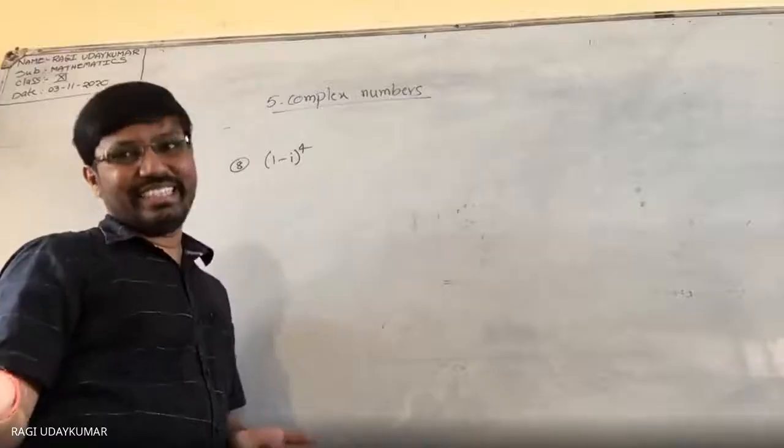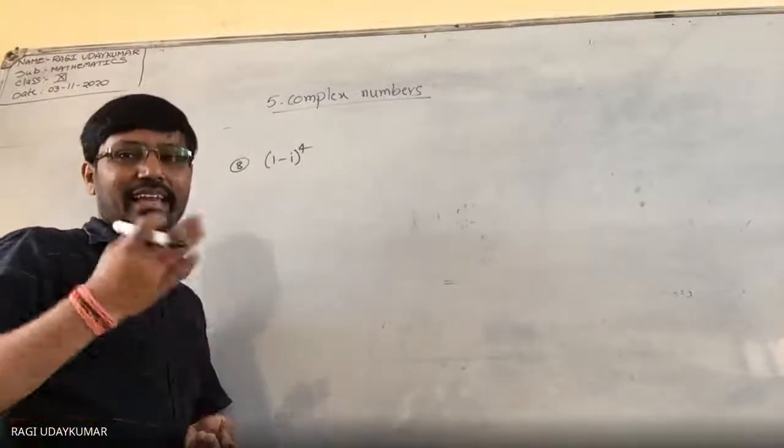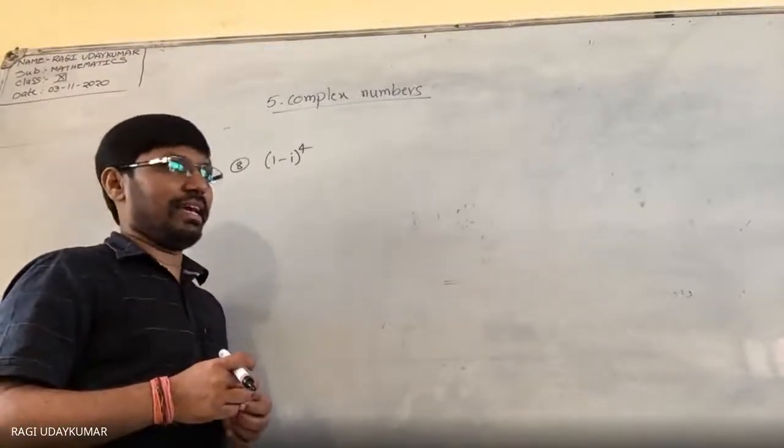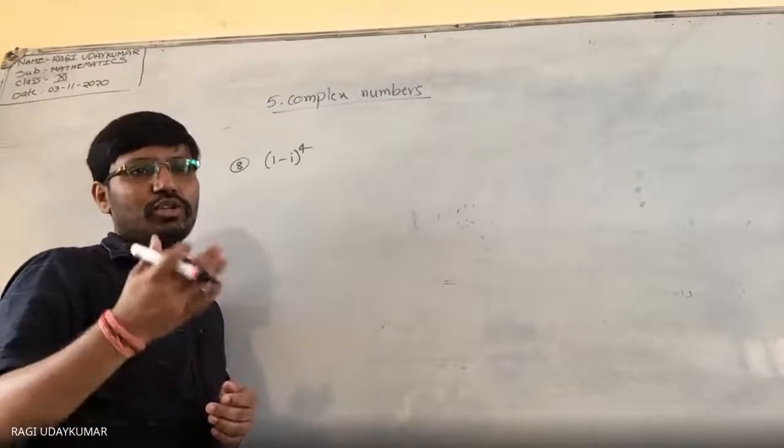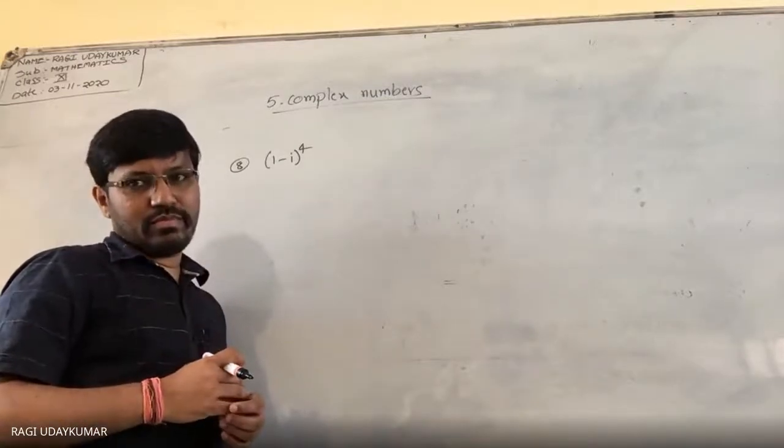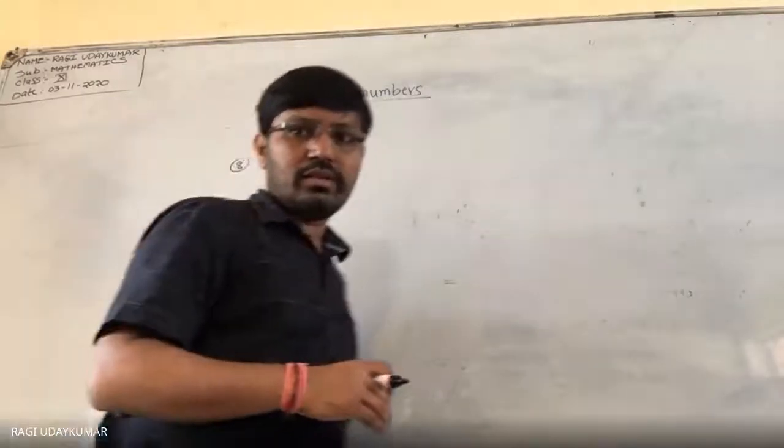Bring both to separate square forms, that's all. Write them in separate square forms: 1 minus i whole square. Okay, so like that.